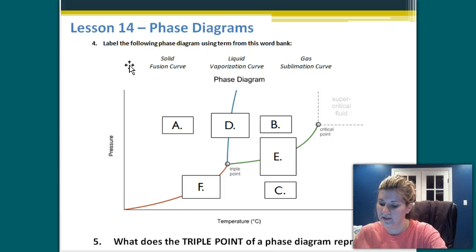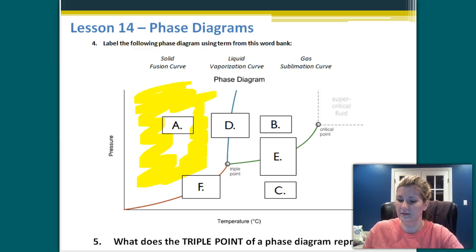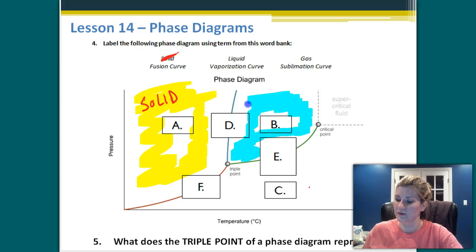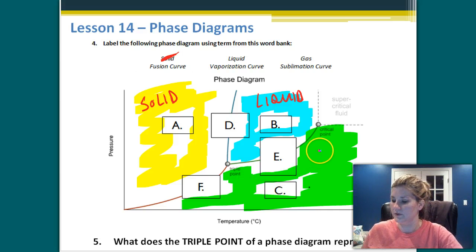Looking at an actual phase diagram, we want to label the phase diagram using the word bank. This whole area in here, A defines an area. That would be a solid area. Okay, crossing that off of my word bank. B, this whole area in here between those two curves, this is called our liquid area. And C is down here, this whole area underneath there, this is called the gas area. So we have solid, liquid, and gas.